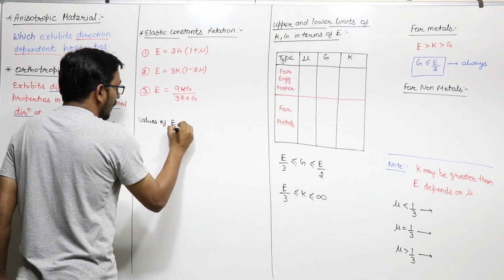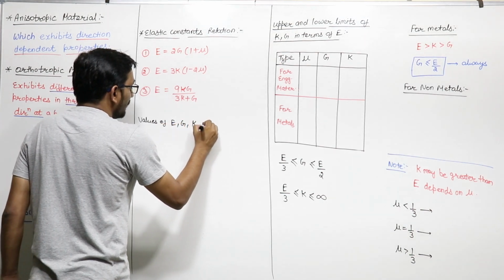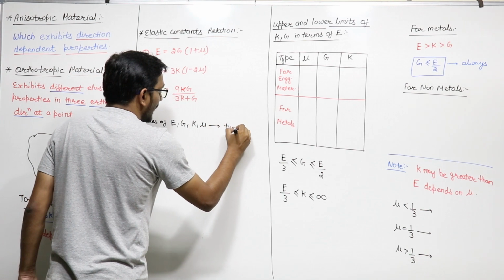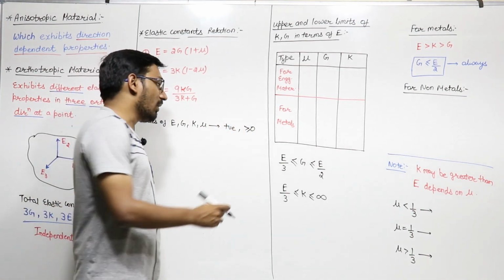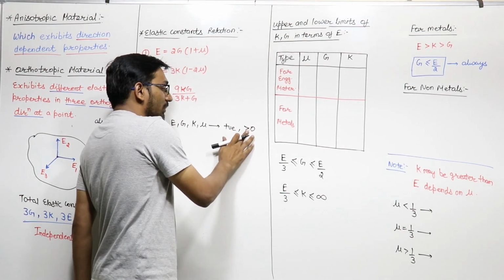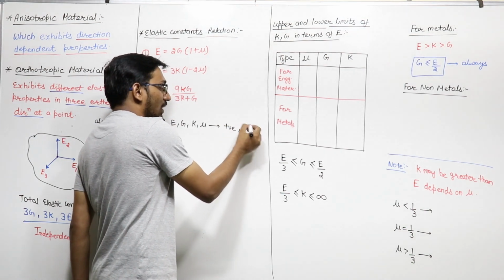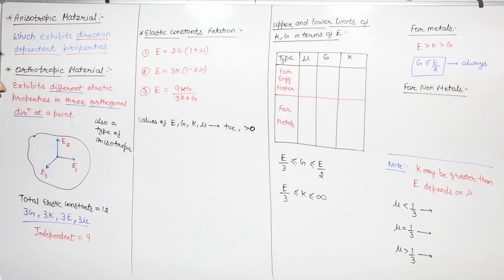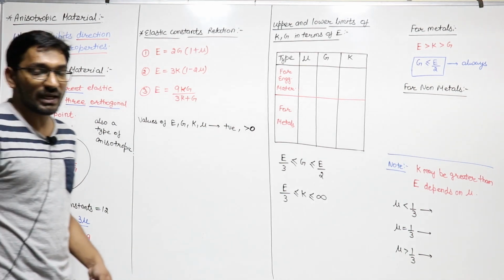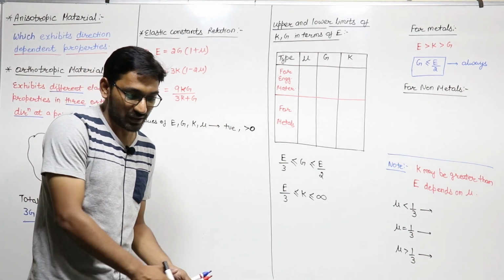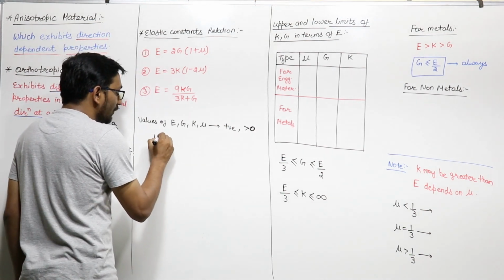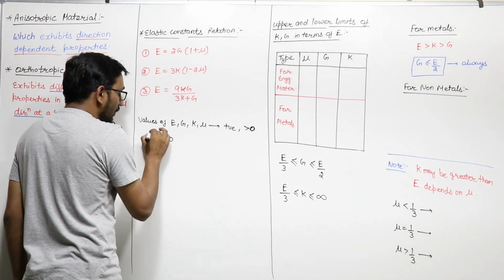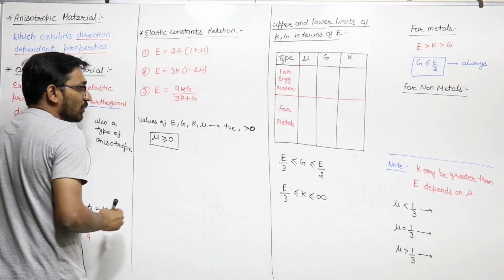And we know that the values of all the elastic constants E, G, K and mu are positive, that is greater than or equal to 0. Right, or positive, not equal to 0, because every material has some elastic constants. So the values of all the elastic constants E, G, K and mu are always positive, they cannot be negative, and we say that mu will be greater than or equal to 0.